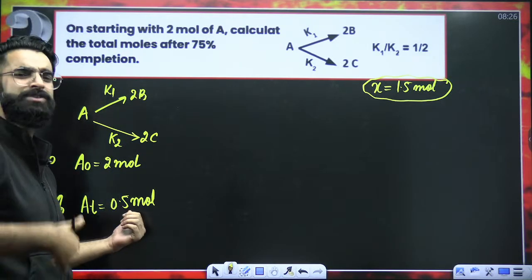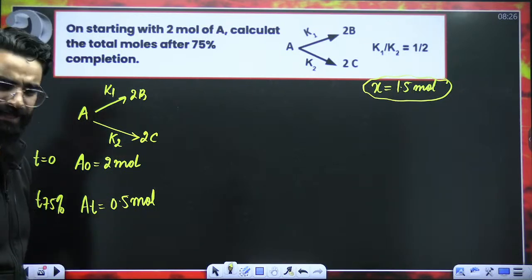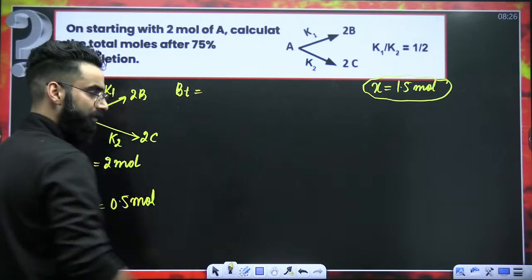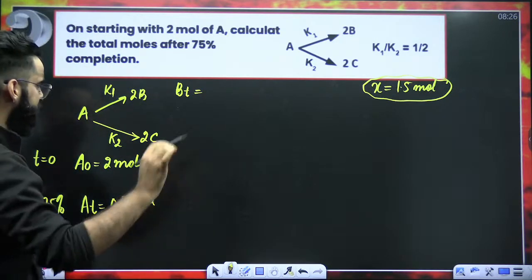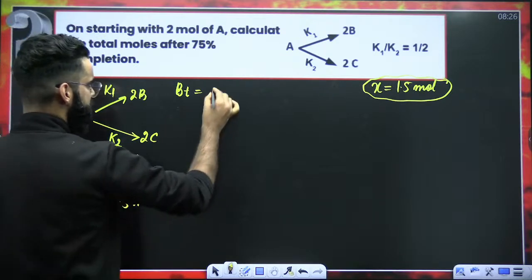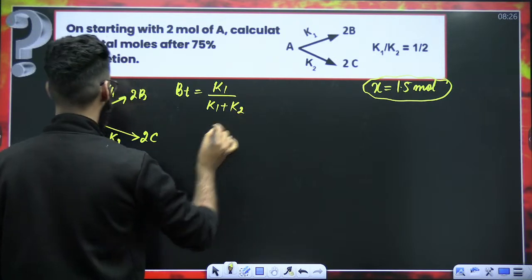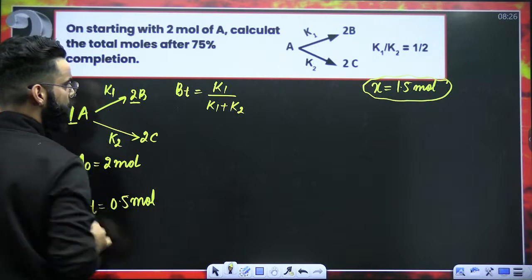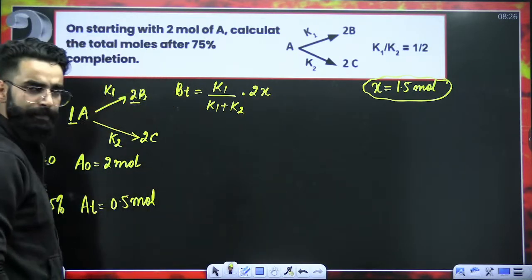Now, there will be a few moles of B and C also, which would have got formed at T75%. Absolutely. Now, calculate the moles of B at time t, which have got formed. Calculate the moles of B at 75% completion. See, how exactly? You know it. Start with K1 divided by K1 plus K2. Now use the stoichiometry. 1 mole of A gives 2 moles of B. If 1 mole of A gives 2 moles of B, that means x moles of A are going to give us 2x moles of B, right?